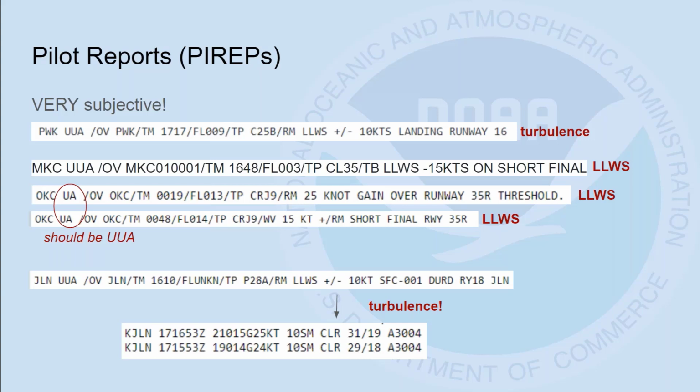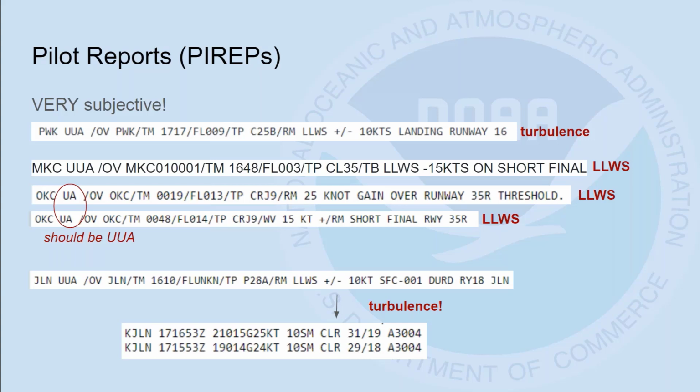Pilot reports are our bread and butter. This is what we use to verify our forecast and to tell the controllers what's going on. So pilot reports are very, very important to what we do. And one thing that we notice is that pilot reports for low-level wind shear are often mislabeled. And a lot of that is just because of the altitude where the pilot is experiencing those things.